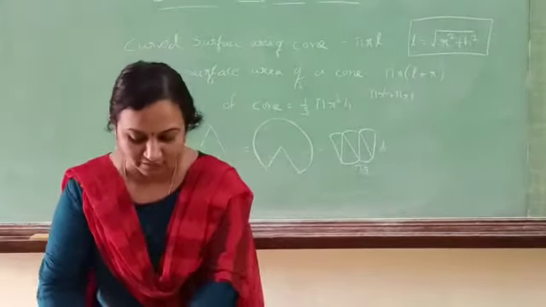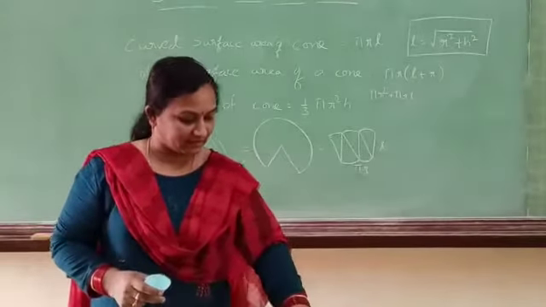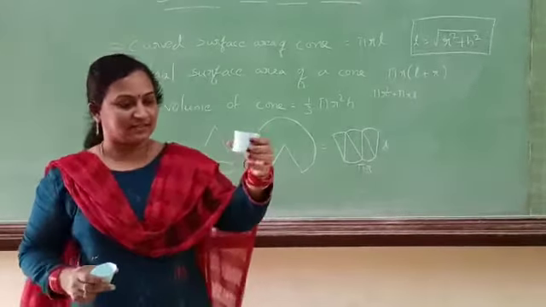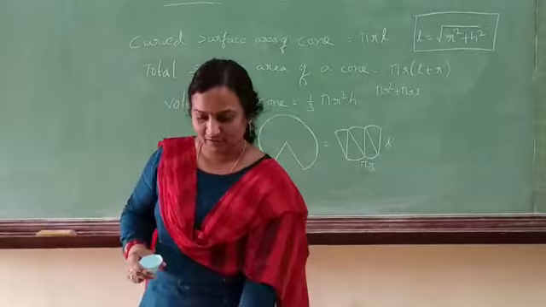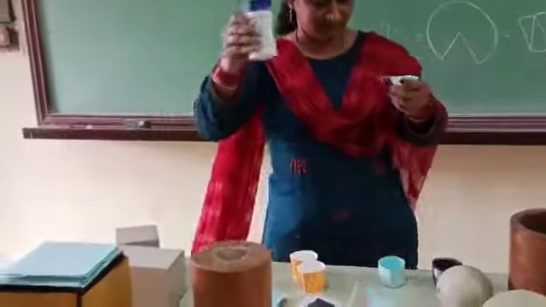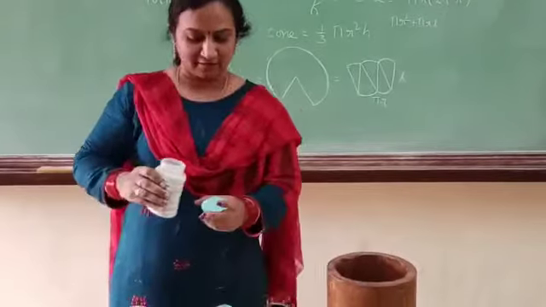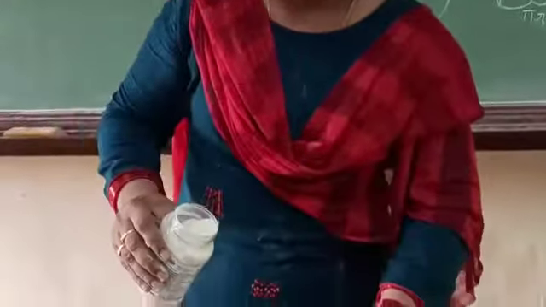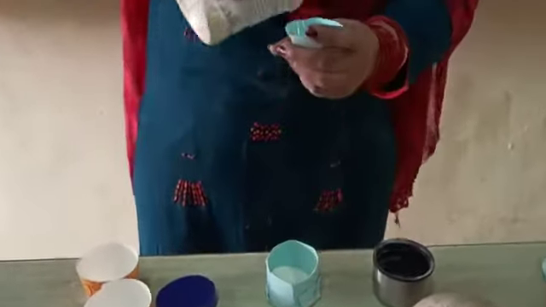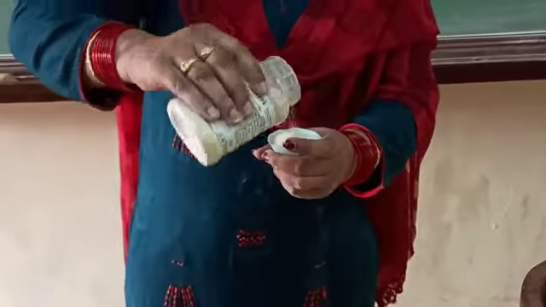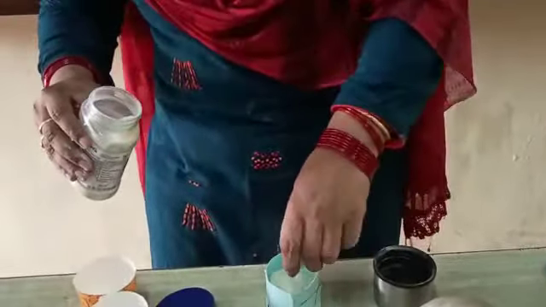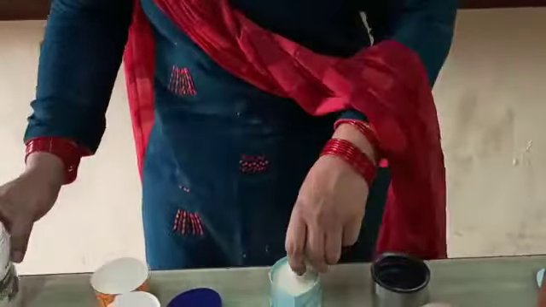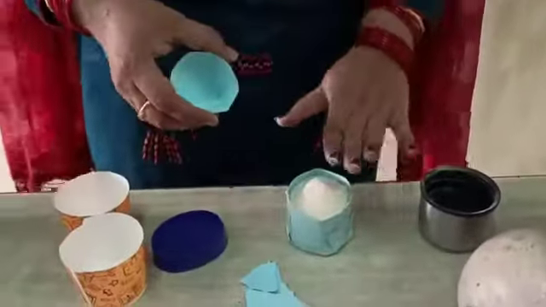Here we have taken a cone and we have learned that the volume of a cylinder is pi r square h. So I have taken suji to measure. If you take suji and fill this cylinder, you observe that it is filled 3 times. It will be filled 3 times.